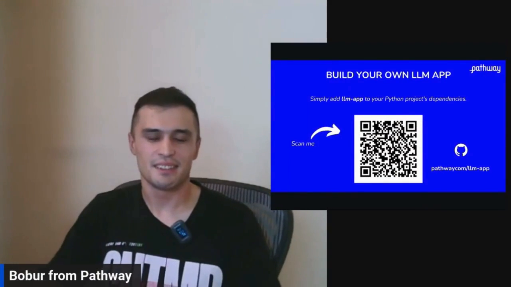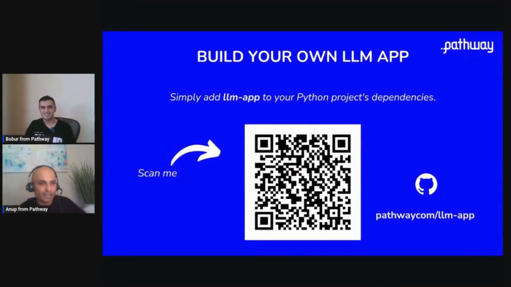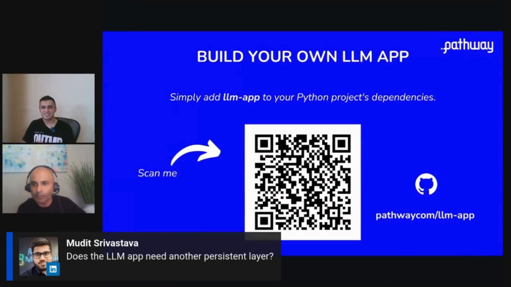Does an LLM app need another persistent layer? Is a question coming up from Mudit. Do you want to take that on? Yep, sure. Thanks, Mudit. If you're using the LLM app, you don't need any extra persistent layer. For storing indexing, there is no need to have any storage. If you're asking whether I want to store the data from one stage to another, in this case, yes, maybe you need some data storage to save your data input before sending to the next step. But for the indexing itself, you don't need any persistent layer.